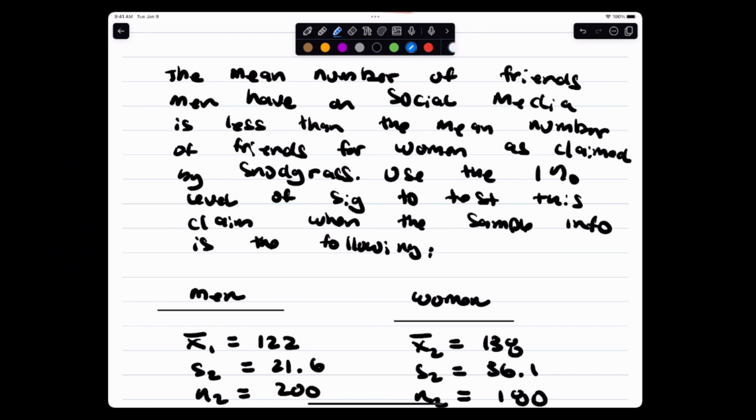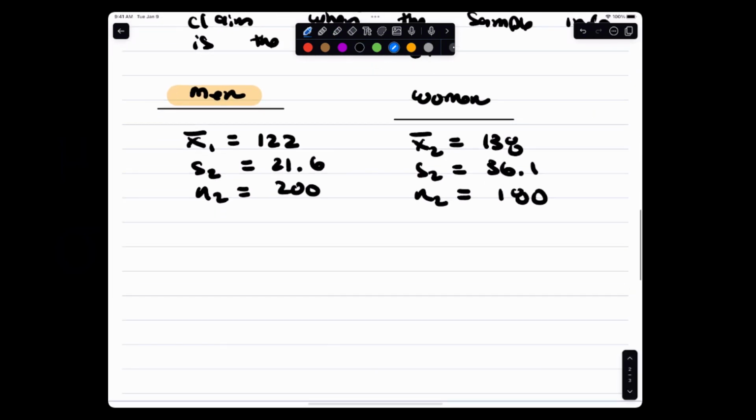Let's read this now. What does it say? The mean number of friends that men have, that's the first group. Men is what? Less than the mean number of friends for who? For women. And then that's the claim by who? Good old Snodgrass. All right. Mu1 is less than mu2, and here's your claim.